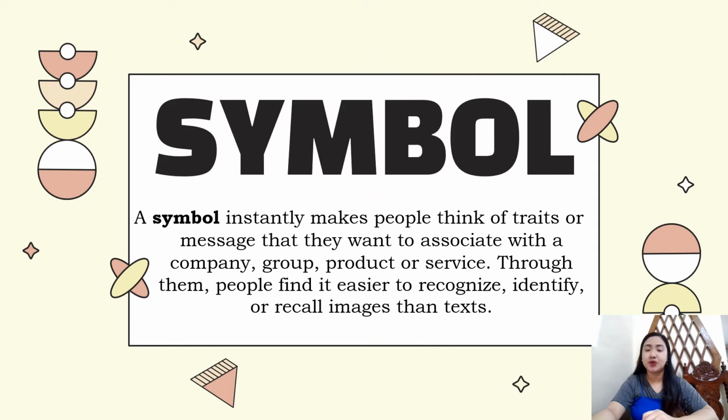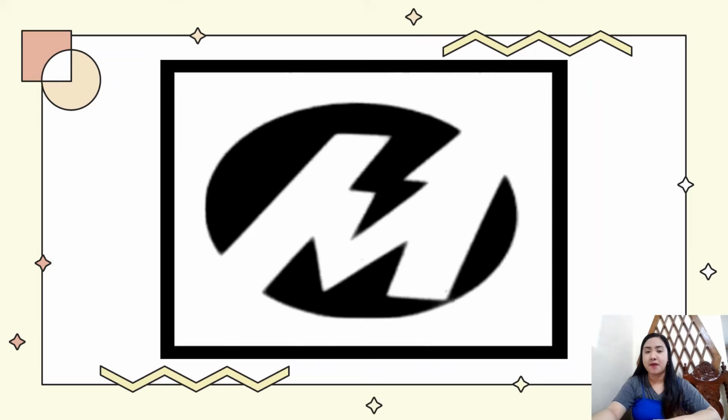Let's proceed to symbol. A symbol instantly makes people think of traits or messages that they want to associate with a company, group, product, or service. Through them, people find it easier to recognize, identify, or recall images than text. The symbol represents the picture. It can be remembered and identified with greater ease than 1,000 words describing a company.